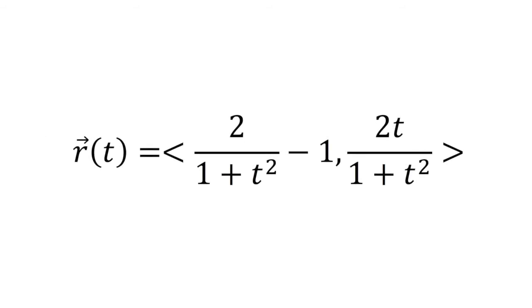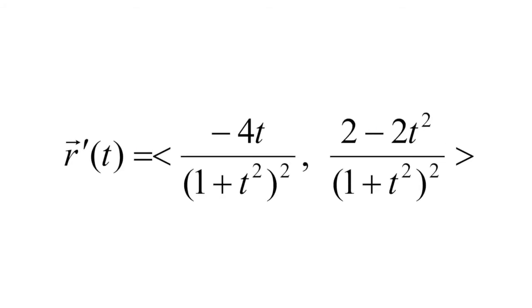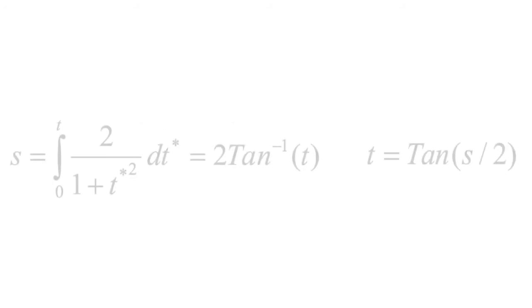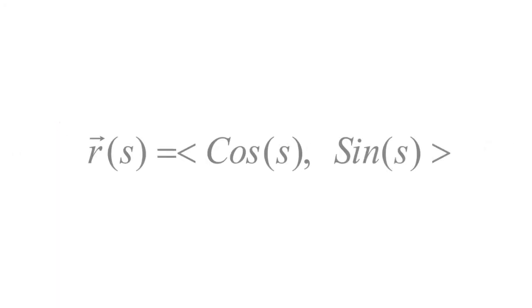In this example, we are given the function r, a vector function of time. We take the derivative of r to get r prime, and then take the magnitude of r prime. We then integrate this with respect to time in order to get the arc length. Finally, we simplify to find the vector function as a function of arc length.